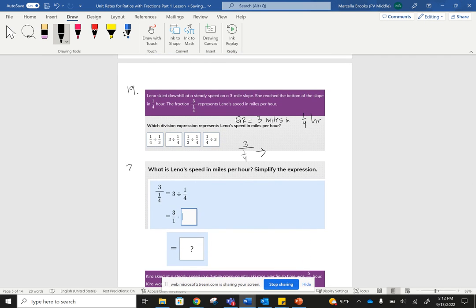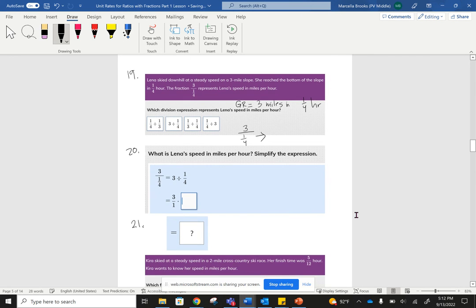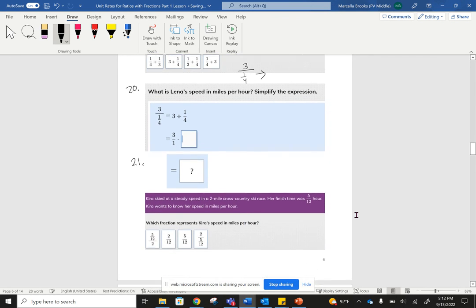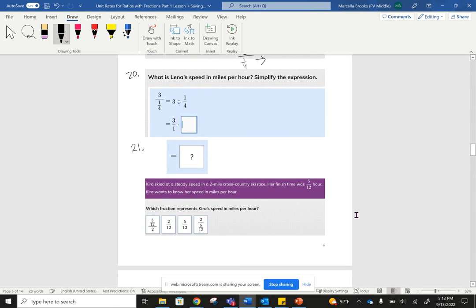And then for 20, you're going to do the calculations. So miles per hour. So we're doing 3 divided by 1/4. That's going to become what? It's 3 over 1. That's keep. We change it to multiplication. So that's keep, change, and then the last step is flip. And then you multiply straight across. I'm going to let you guys finish 20 and 21 and then raise your hand and I'll check.